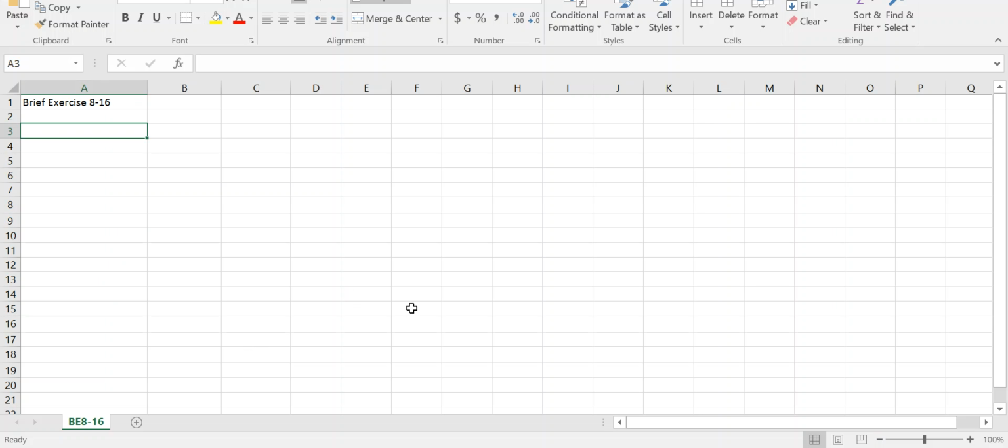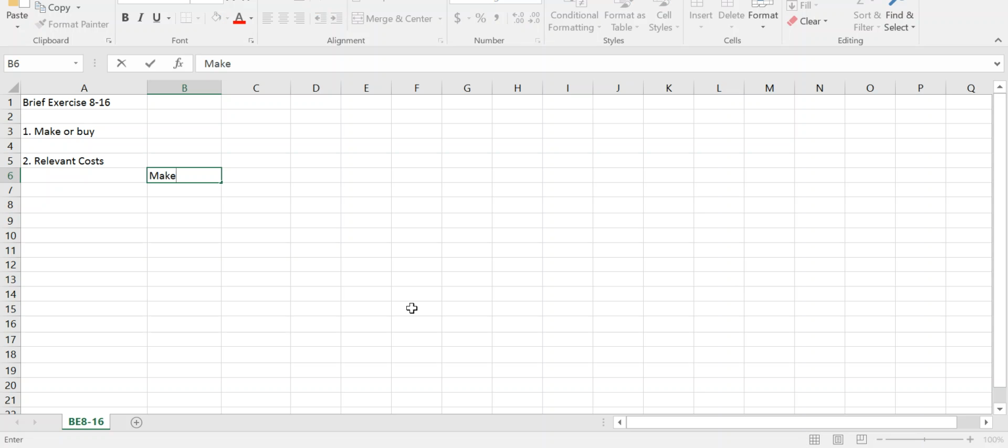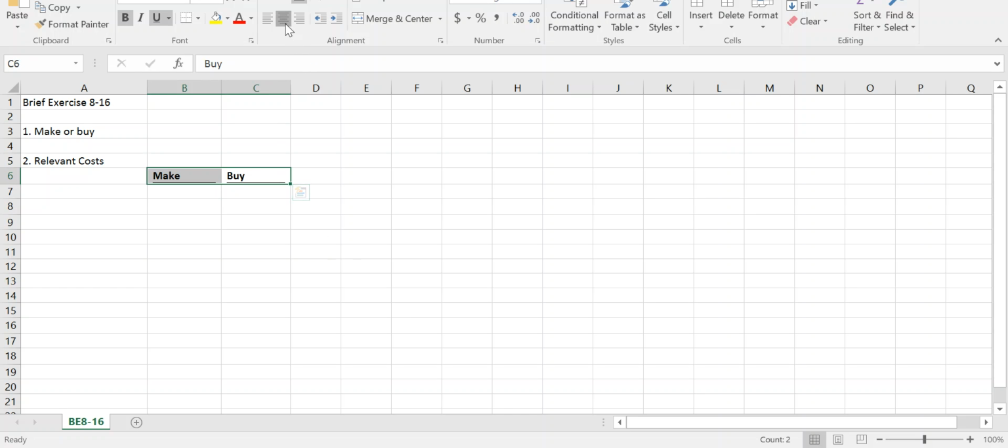So question number 1 asks us for our alternatives. So our alternatives are make or buy. That's the options that we have. The second question asks us for our relevant costs. And a relevant cost is a cost that is going to differ amongst alternatives. So when we're thinking about our relevant costs, we want to look at 2 pieces. We want to look at those relevant costs to make the product and the relevant costs to buy our product. And again, relevant costs are costs that are going to differ amongst alternatives.